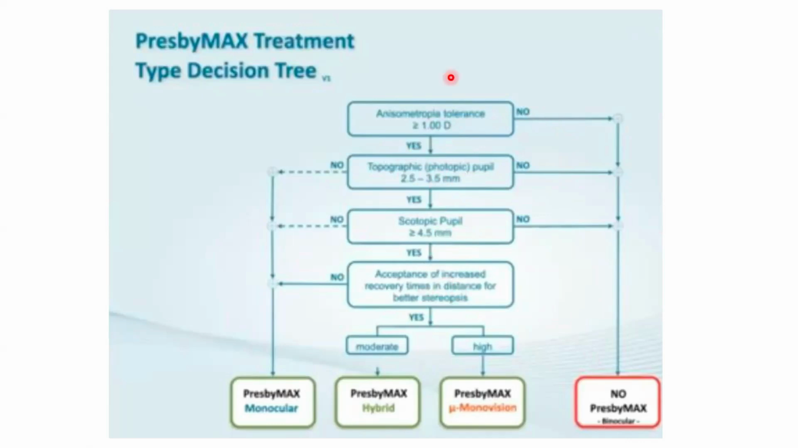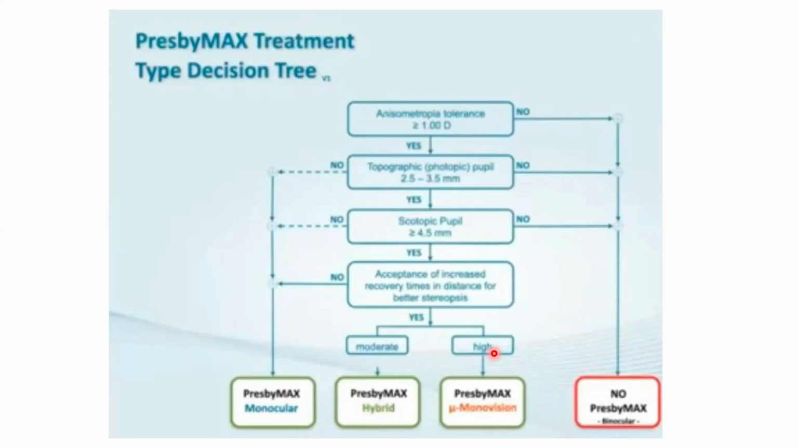Then let us check the acceptance of increased recovery time in distance for better stereopsis. What I mean by that is, does the patient tolerate distance blur in order to get good stereopsis? In order to get good stereopsis, we are going to have a near add in both the eyes. But if the near add is not well tolerated by the patient for distance, then we will go for a hybrid treatment. In hybrid treatment, as we saw, the patient does not have to tolerate that much because the distance eye also has some amount of near and intermediate correction.